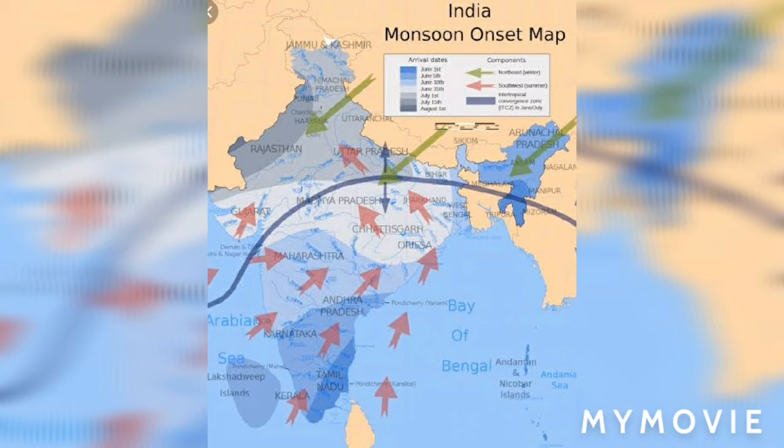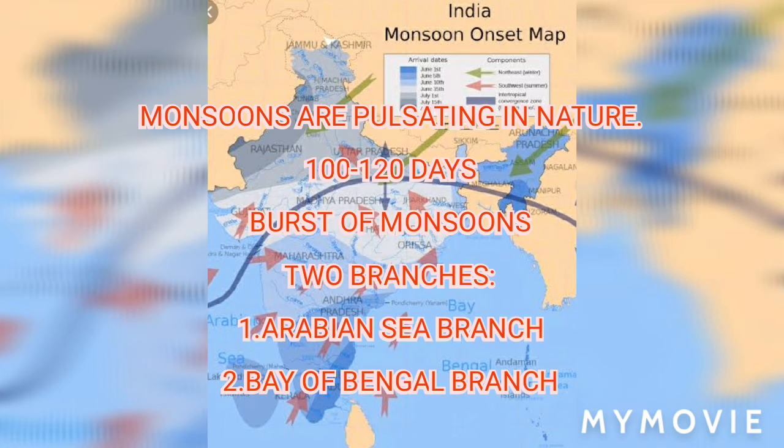Now let us try to understand the onset of the monsoons and withdrawal. The monsoons, unlike the trades, are not steady winds but are pulsating in nature. The duration of monsoon is between 100 to 120 days from early June to mid-September. Around the time of its arrival, the normal rainfall increases suddenly and continues constantly for several days. This is known as the burst of the monsoon and can be distinguished from the pre-monsoon showers.